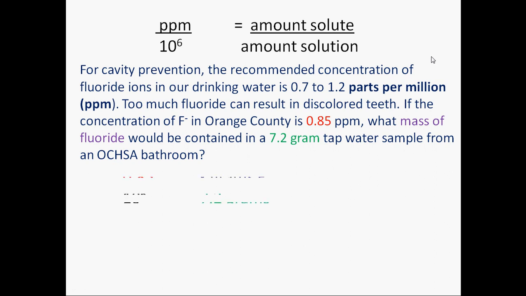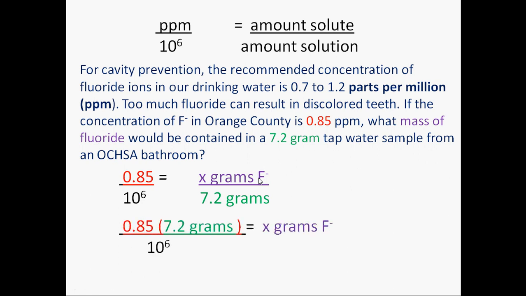Okay. So we'll just plug everything in. Plug in the parts per million, plug in the amount of solution. We're solving for the grams of fluoride. Okay. To get that by itself, I'm just going to multiply both sides by 7.2 in order to undo this division right here. And when I multiply that through then, I determine that 6.1 times 10 to the negative 6 grams of fluoride would be contained in 7.2 grams of tap water. A little bitty amount, okay? But still, you know, good for you. Good for your teeth.